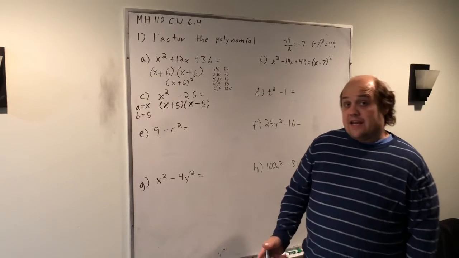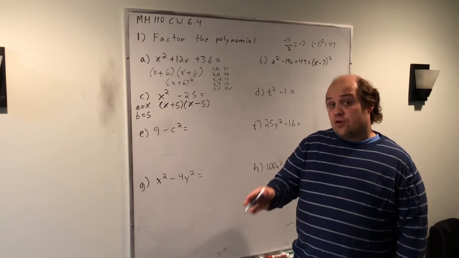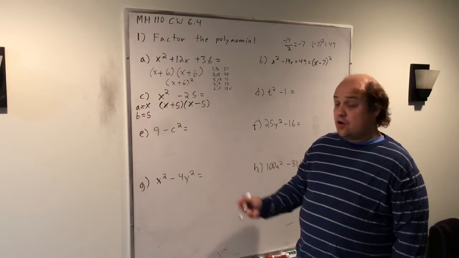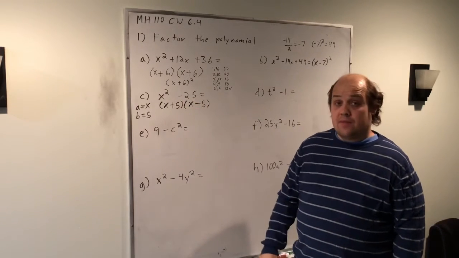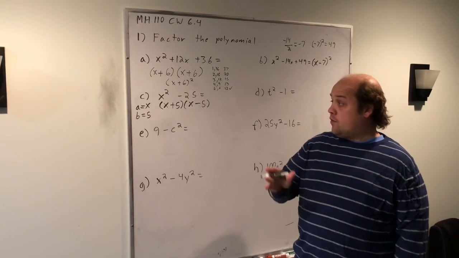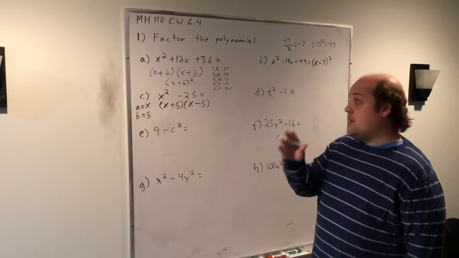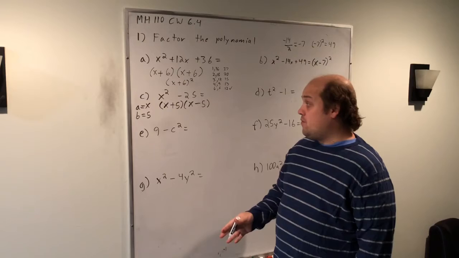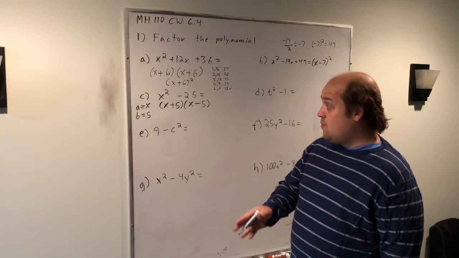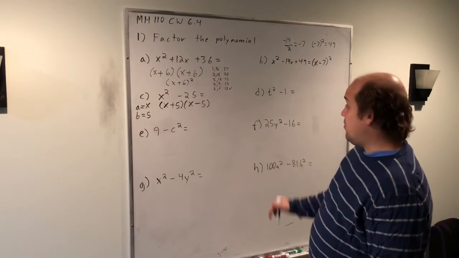So if you can identify what's being squared in the first term, what's being squared in the second term, and there's a minus sign between them, it just factors to first term plus second term minus second term. Or I should say square root of first term plus square root of second term times square root of first term minus square root of second term.